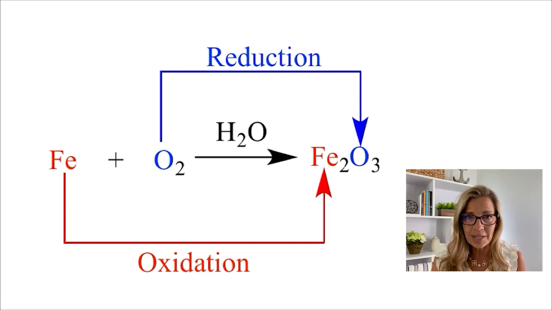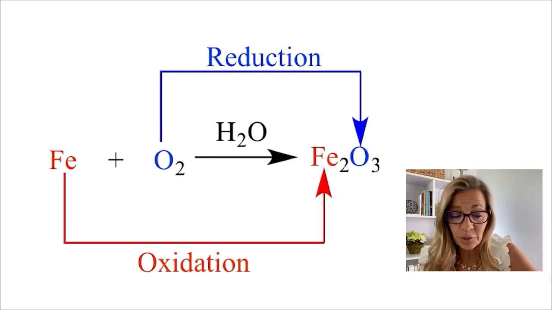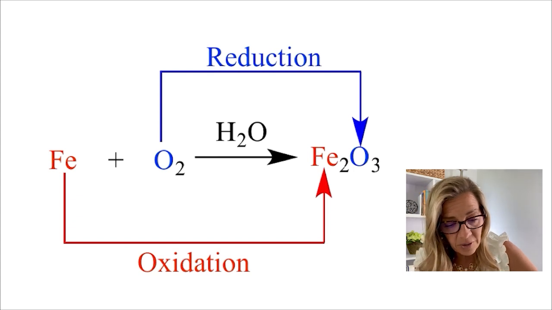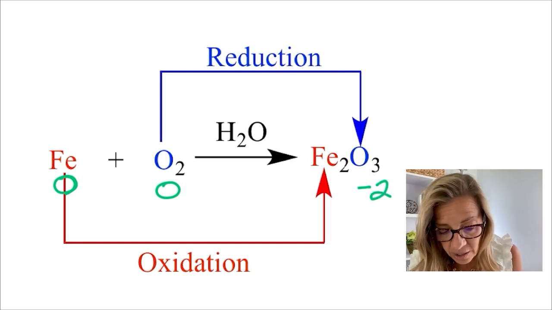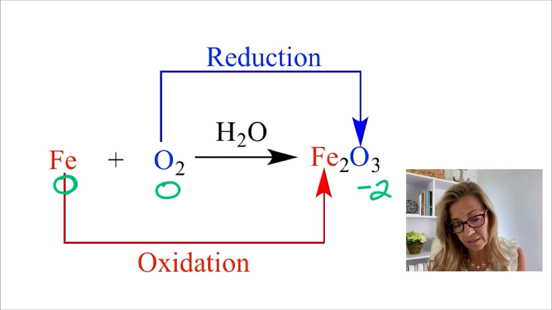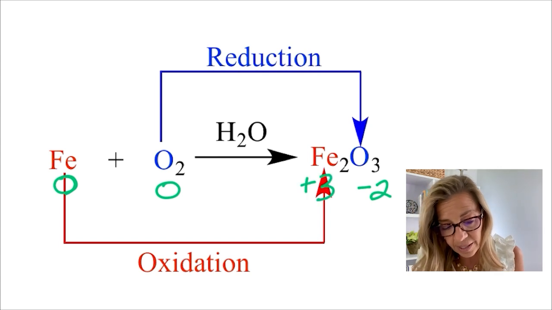So let's look at a reaction, and I'll explain how we know what is oxidized and what is reduced. The secret, first of all, is to write all of the oxidation states. Iron here is 0 because it's an element. Oxygen is 0. And then at the end, we have this compound. We know that oxygen is -2, and the iron in this case is +3.